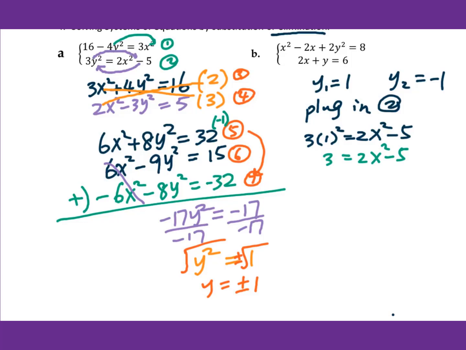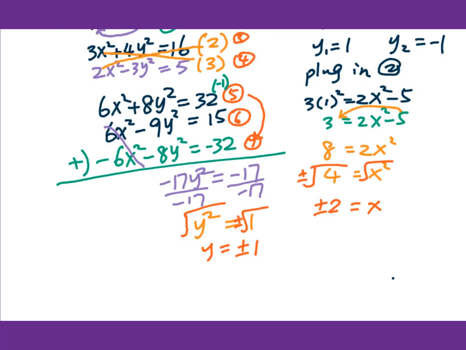This will be a power equation. Therefore, I add 5 to both sides. You get 8 equals 2x squared. x squared equals 4. Then take the square root of both sides. You will get x equals plus or minus 2. Which means for 2 I got 1, and for negative 2 I got 1.